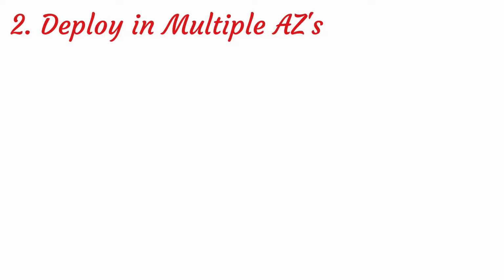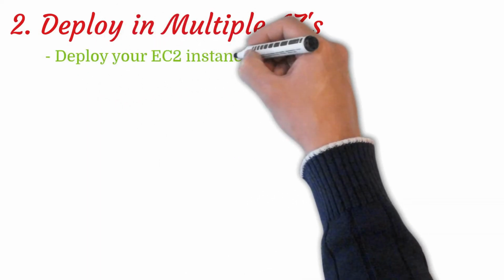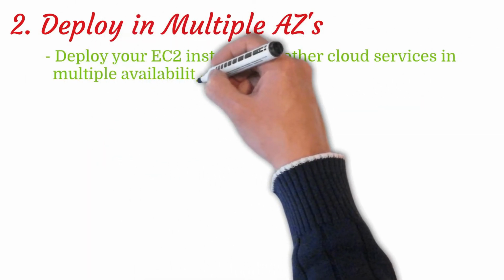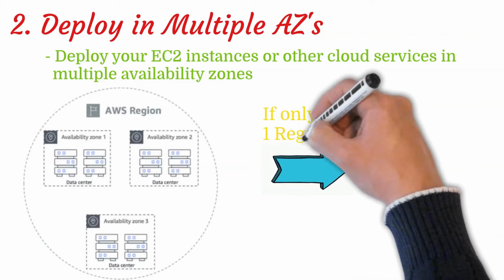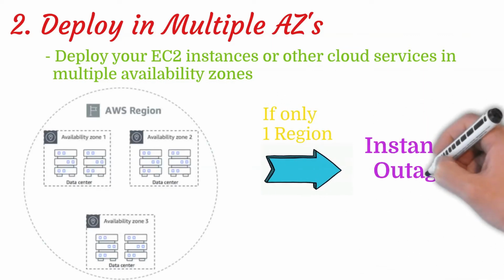2. Deploy in multiple availability zones. Deploy your EC2 instances or other cloud services in multiple availability zones. It is really important to deploy across different zones. Have you heard of recent Amazon's outage instances in US East region?